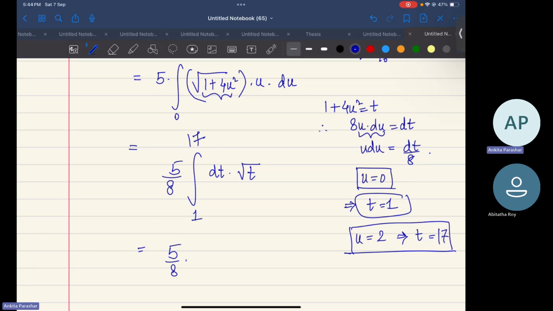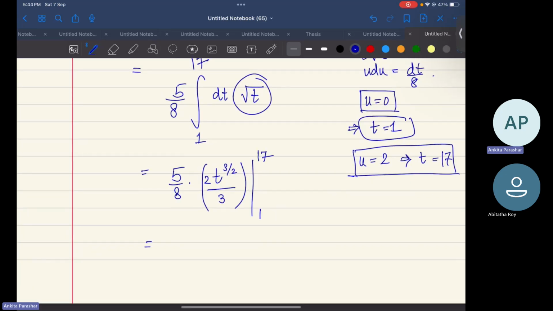So we have 5 by 8, and then the integration of t to the power half, which is t to the power 3 by 2 into 2 by 3. And then the limits are from 1 to 17. So finally we got 5 by 8 times 2 by 3.